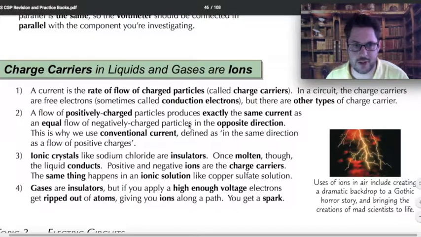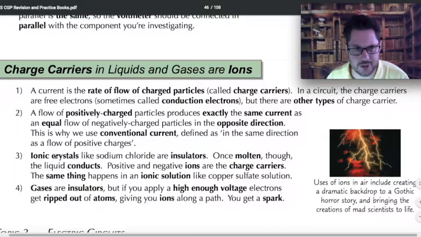And just a quick note here that's quite interesting. It says here, the rate of flow of charged particles called charge carriers. In a circuit, the charge carriers are electrons, which we just said, but there are other types of charge carrier. So it says in the title here, charge carriers in liquids and gases are ions, so charged atoms essentially. A flow of positively charged particles produces exactly the same current as an equal flow of negatively charged particles in the opposite direction. So that's just talking about conventional current going from positive to negative, whereas electron flow is negative to positive.